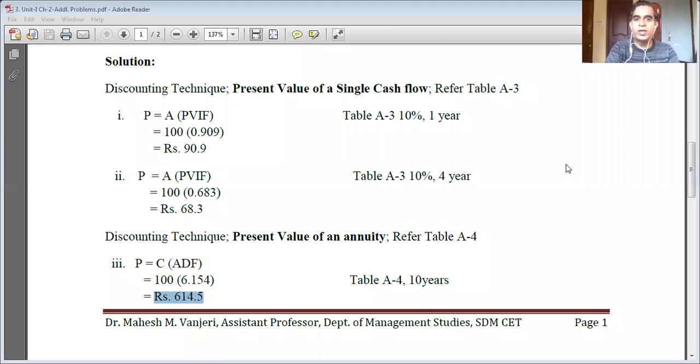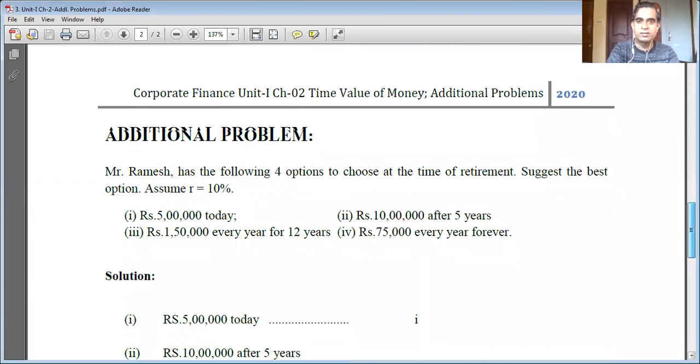Okay, so students, I hope we can see this PDF file, right? Yes, sir. We can see it, sir. Yeah. So let's quickly finish this. Okay.